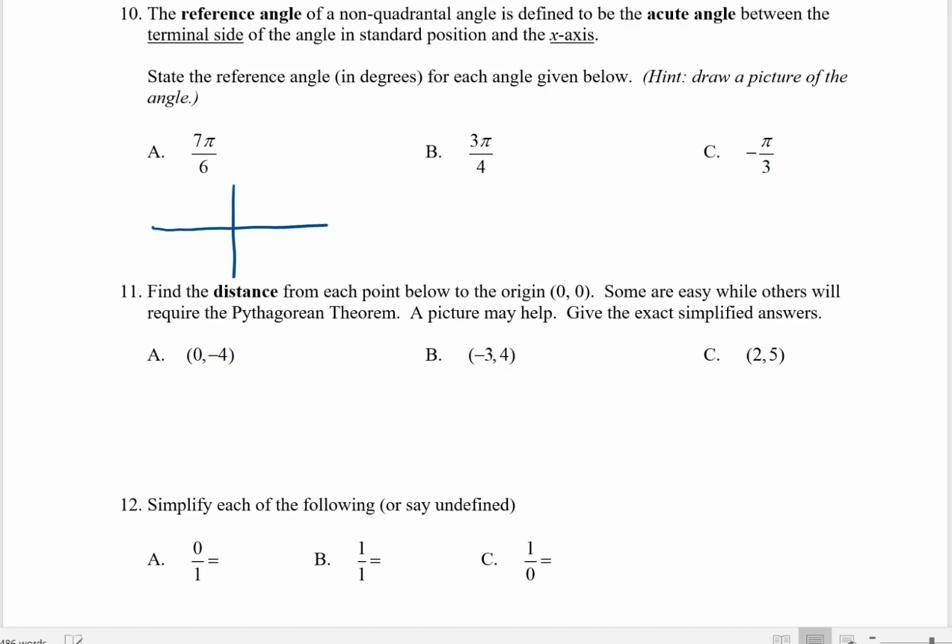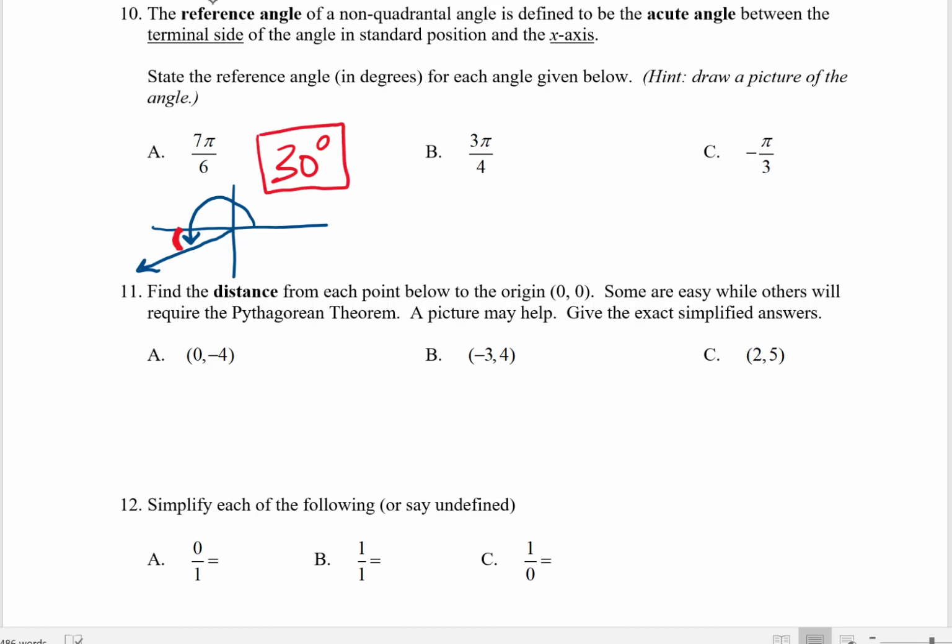7 pi over 6, hopefully you've got that in your head as 210 degrees. I can figure that out pretty fast too. 180 divided by 6 is 30, times 7 is 210. 210 is 30 degrees past 180, and you see there's my answer right there, because the reference angle is the acute angle between the terminal side and the x-axis. We went 30 degrees past, and so my reference angle is 30 degrees.